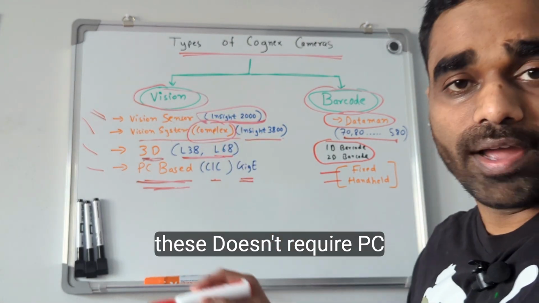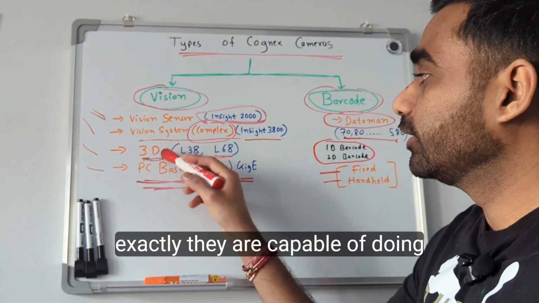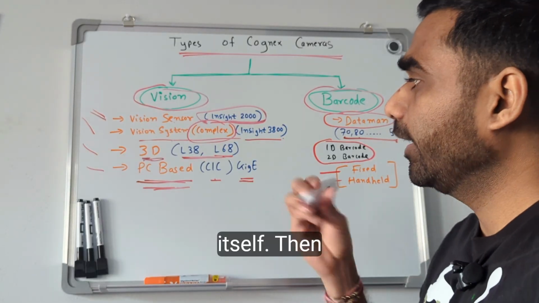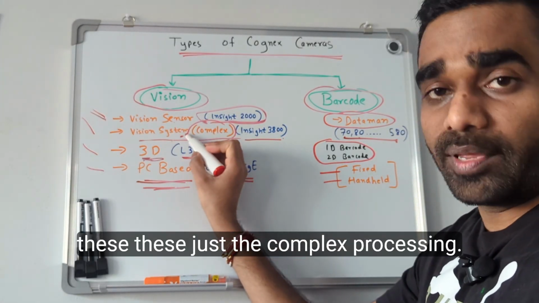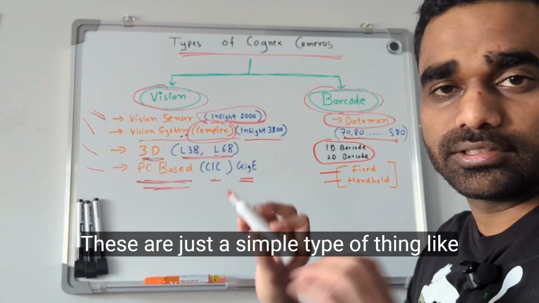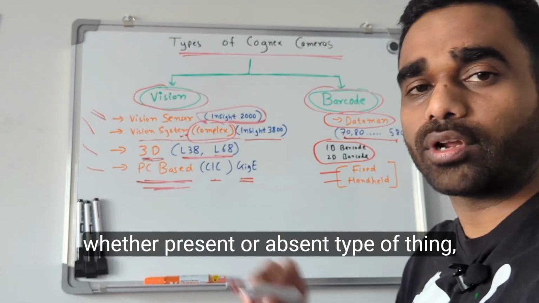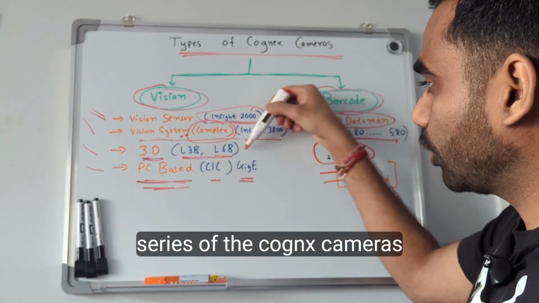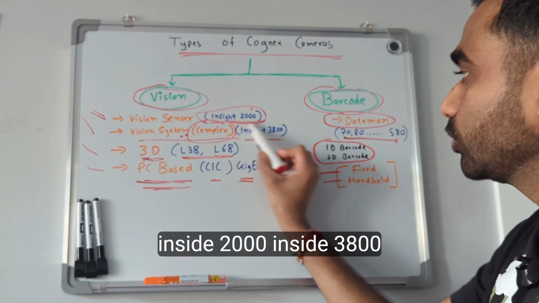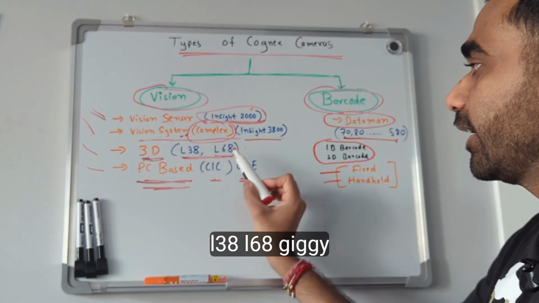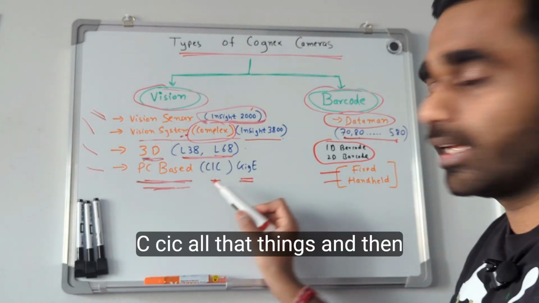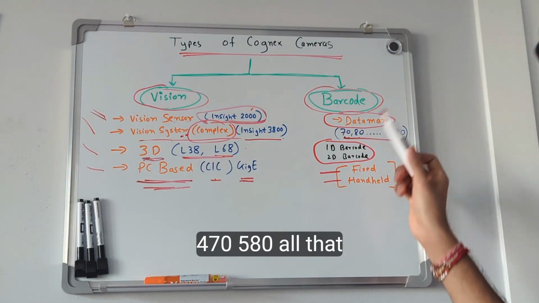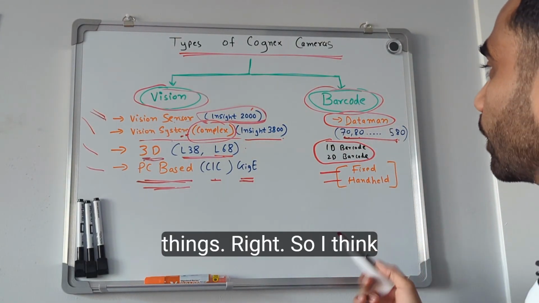These three don't require a PC exactly. They are capable of doing the processing on the camera itself. These do the complex processing, while these are just a simple type, like whether present or absent. So these are the series of Cognex cameras: In-Sight 2000, In-Sight 3800, L38, L68, GigE, CIC, and then Dataman 70, 80, 470, 580, all of those, right?